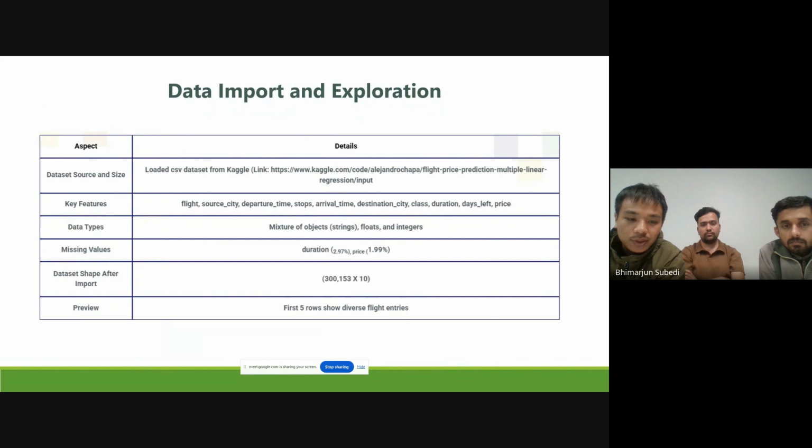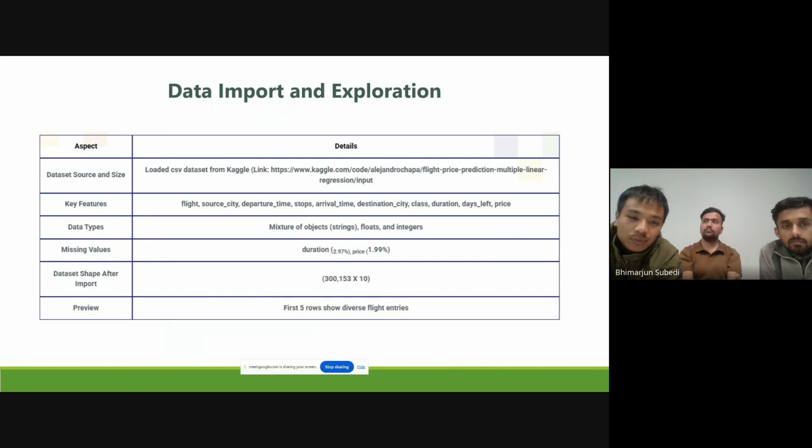In data import and exploration, we did this project to predict flight prices using machine learning. It is used by businesses as well as customers to find the best booking time. We imported the data from Kaggle and also included the source and the key features. The dependent variables are flight, source city, departure time, stops, arrival time, and destination city. The data types are a mixture of numerical data as well as some string values.